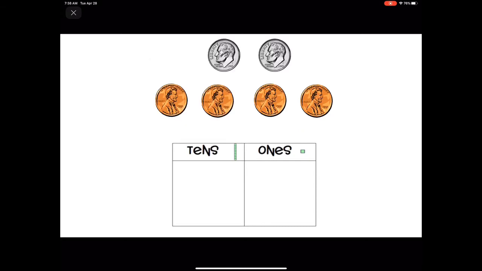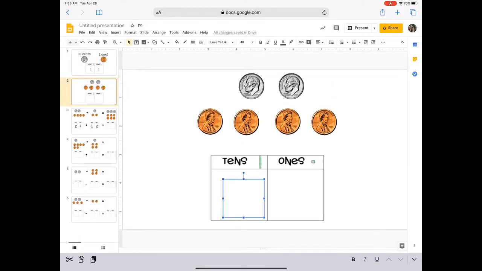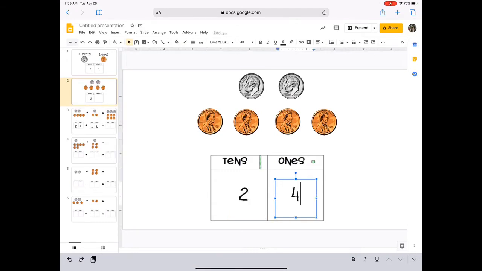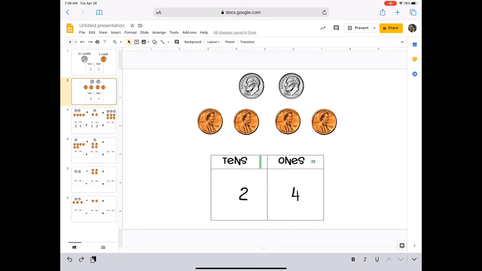Let's take a look at these dimes and pennies. How many dimes do we have? 2. How many pennies do we have? 4. So I have 2 dimes, which is 2 tens, and I have 4 pennies, which is 4 ones. So let's go ahead and put these into the place value chart. If I have 2 dimes, I have 2 tens, and 4 pennies is 4 ones. So I have 2 tens, 4 ones, which is what? 24. So I have 24 cents.